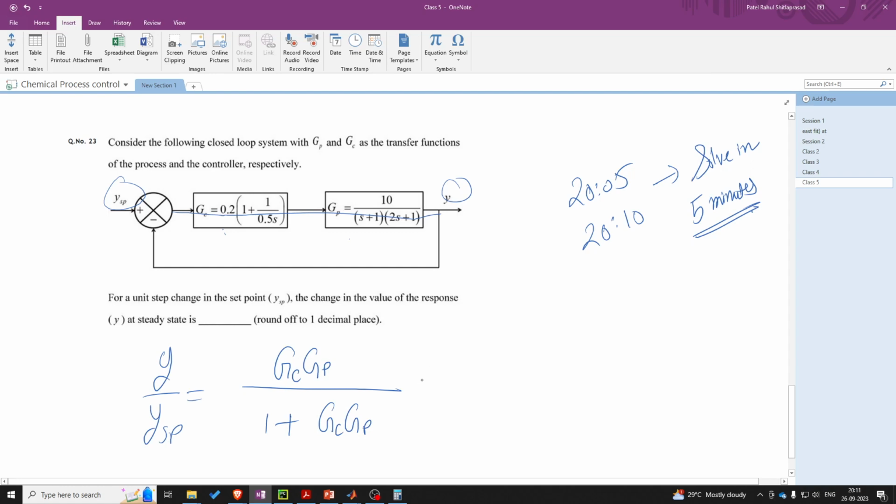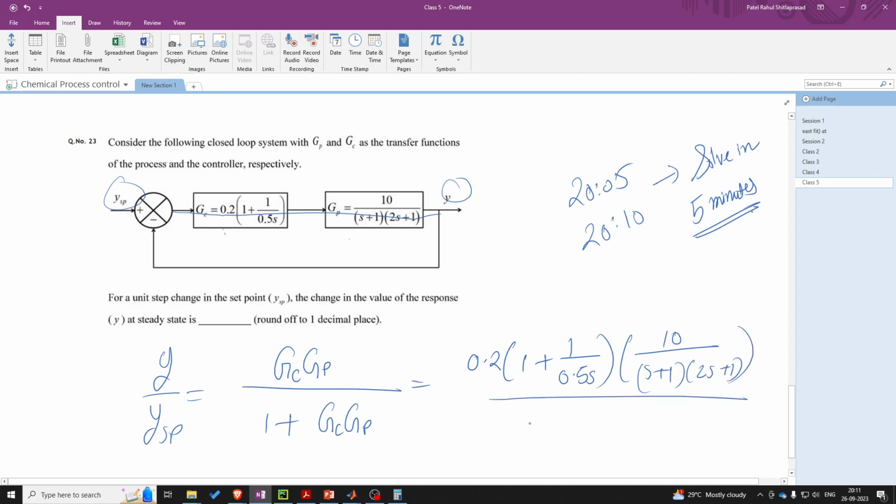Gc Gp. So it will become 0.2 (1 + 1 upon 0.5s) times 10 upon (s plus 1)(2s plus 1), upon the closed loop transfer function, that is 1 plus Gol.